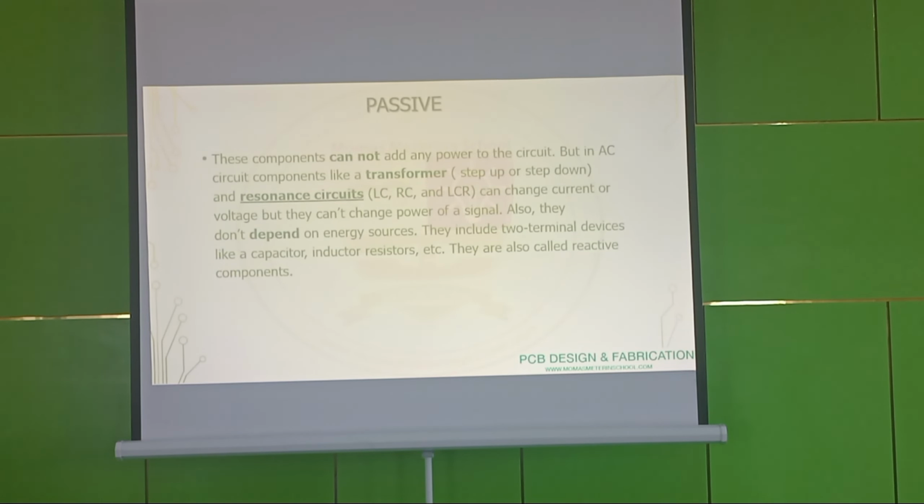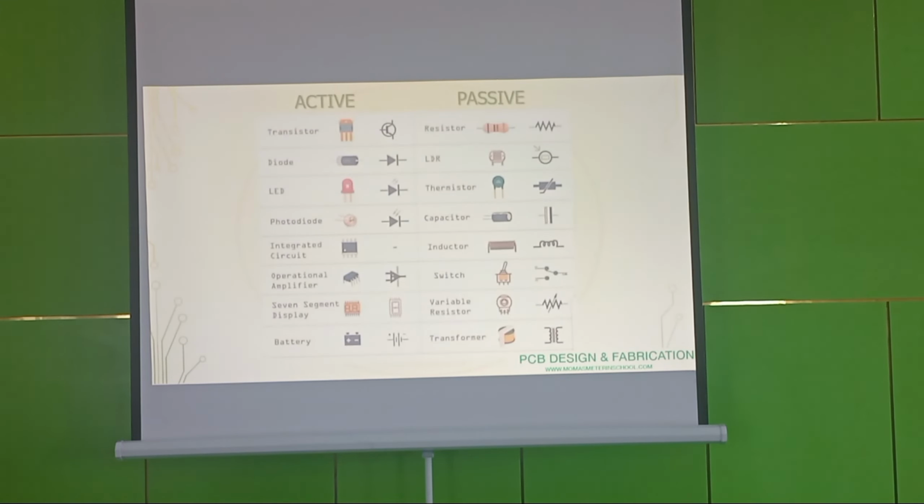So we have the passive components too. These components cannot add any power to the circuit. There is a list of them, you can see them there, which are the capacitor, inductor, resistor. So example of active and example of passive components.